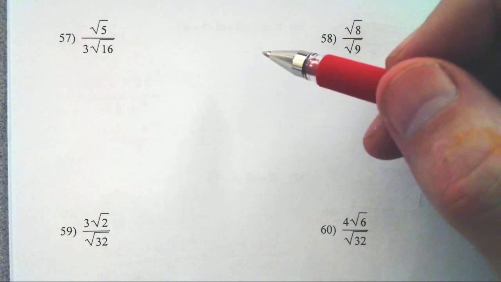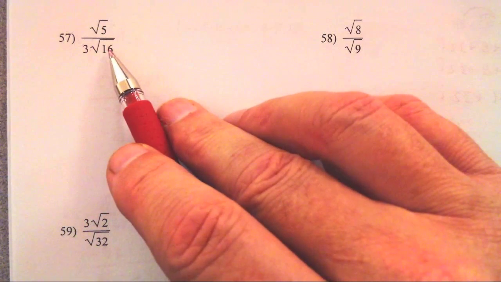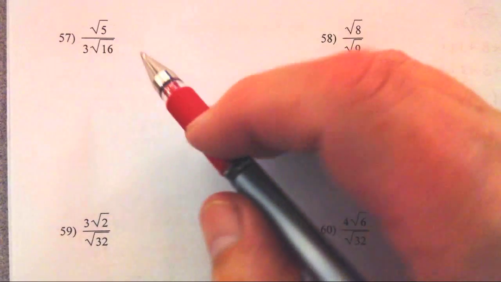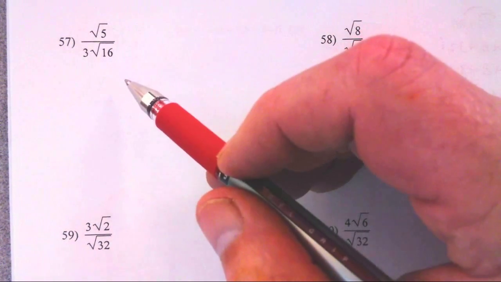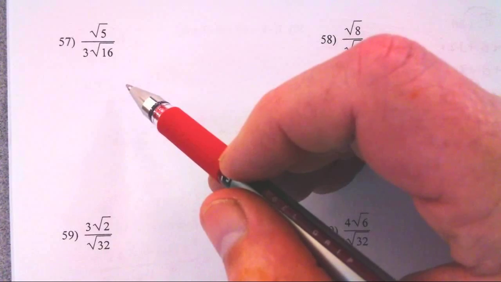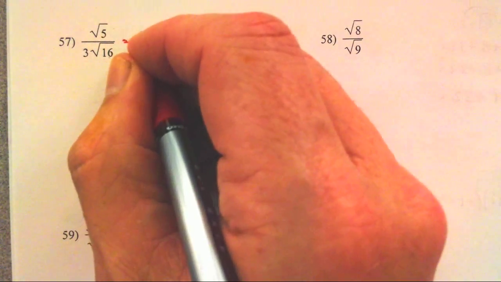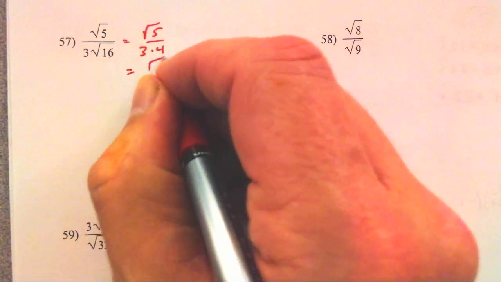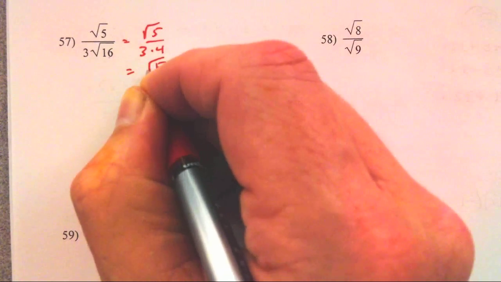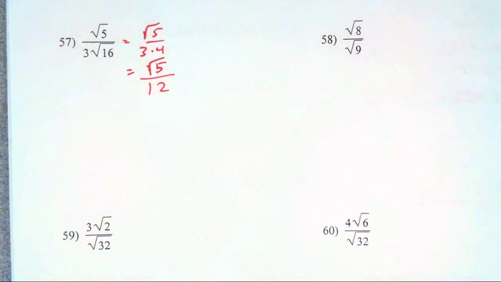I can jailbreak, so maybe 16, I might be able to jailbreak 16, or I can do what I call the V8 moment, which is once I start jailbreaking, I discover, holy smokes, I was dealing with a perfect square, why did I waste my time? Square root of 16 is 4, so this is just root 5 on 3 times 4, or root 5 on 12. And that's it.